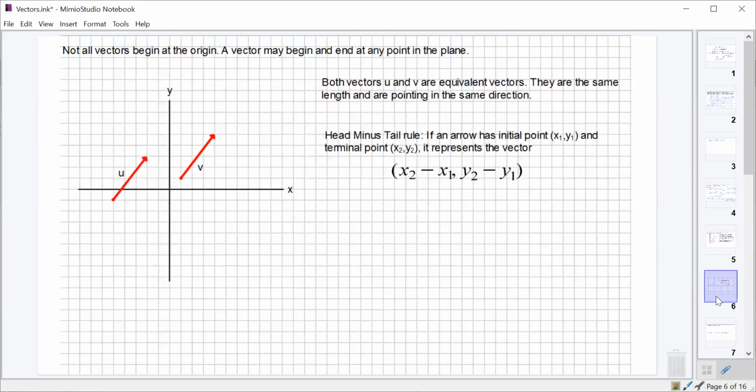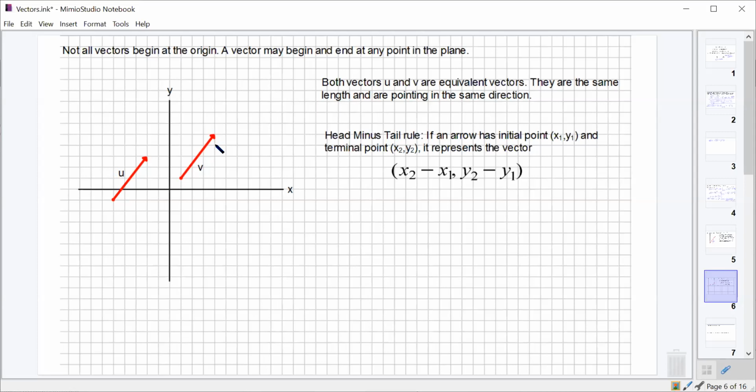All right. So as I said a minute ago, not all vectors start at the origin. It can begin and end at any point in the plane. But if the vector has the same length and the same direction, then we say that they are equivalent vectors. So vectors u and v here are equivalent vectors because they are both going up 4 and over 3 units. Even though they start in different places and end in different places, they both have the same length and the same direction. So they both go up 4 and over 3, or over 3 and up 4. Those are called equivalent vectors.